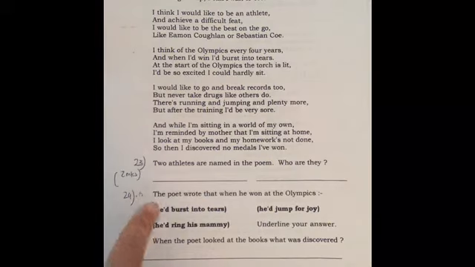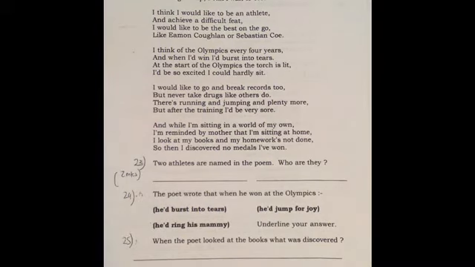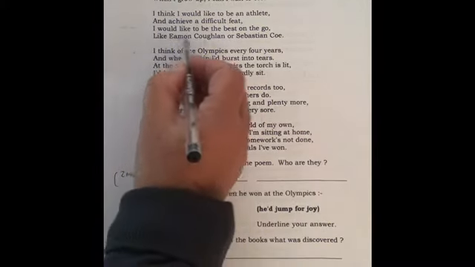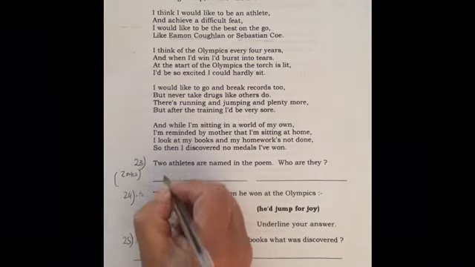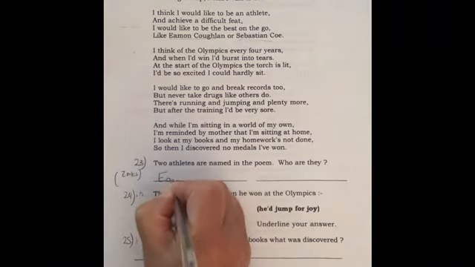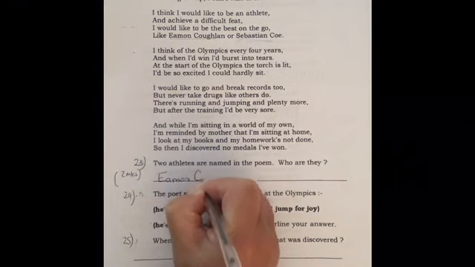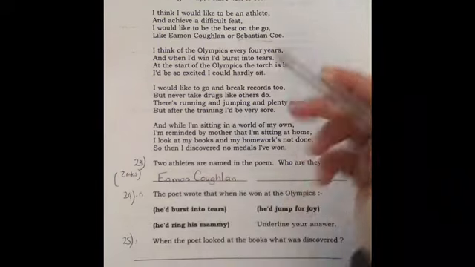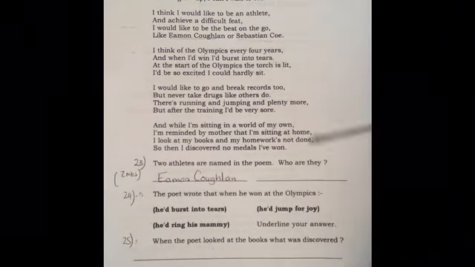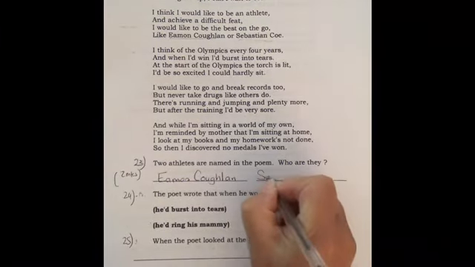And the questions. Two athletes are named in the poem, and who are they? And they're up there, Eamon Coughlin and Sebastian Coe. They were great runners back in the day. So you have to write their names in. And you have to spell them correctly. You're copying from the passage down here, so your spelling has to be right.